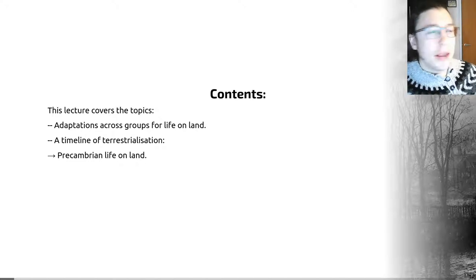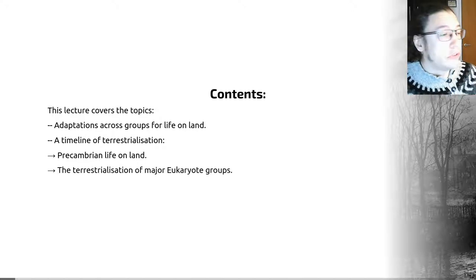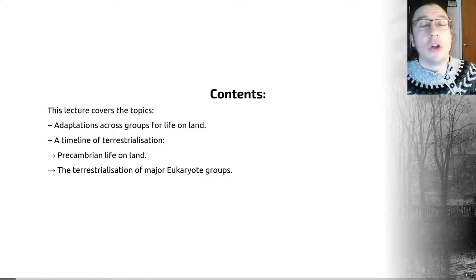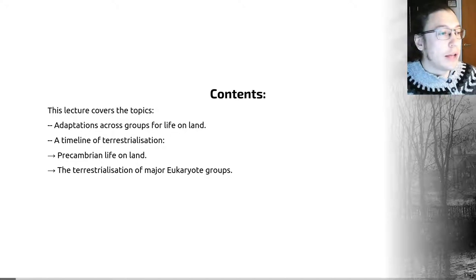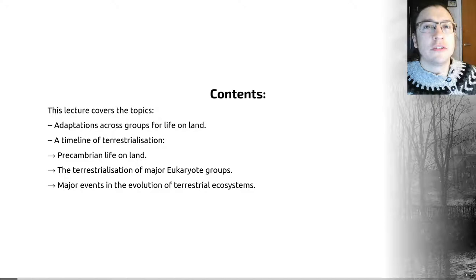And then the remaining portions of the session will be covered in our in-person session. And these include the terrestrialization of major eukaryote groups. So we'll look at plants, and we'll look at a couple of key animal groups that came onto land. And we'll also look at some major events that have occurred in the evolution of terrestrial ecosystems. So things that postdate the origin of complex ecosystems on land, but nevertheless have very much shaped the world that we see outside around us today. So I hope you'll find it interesting.